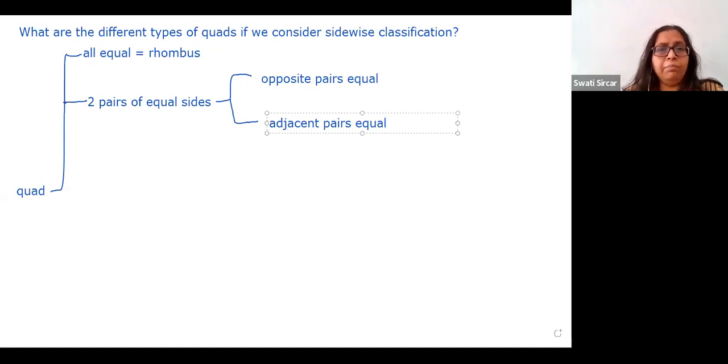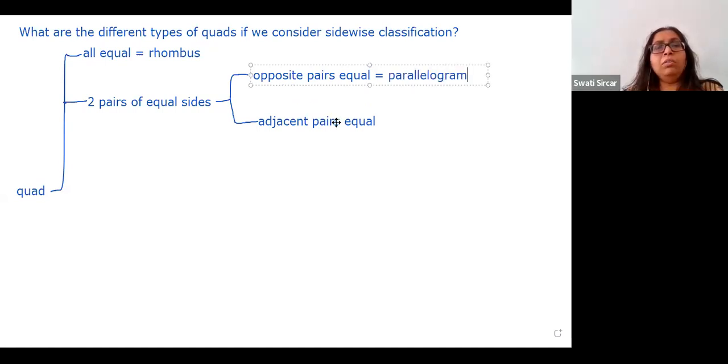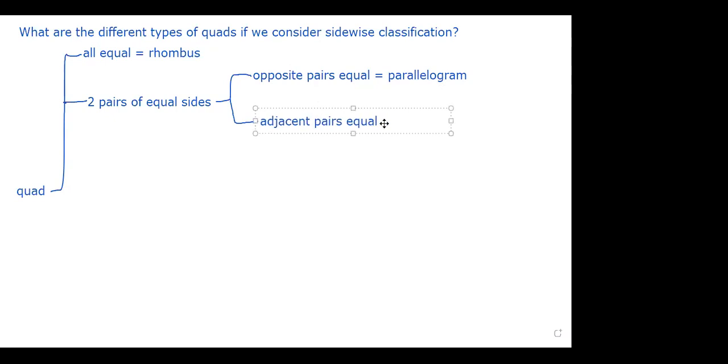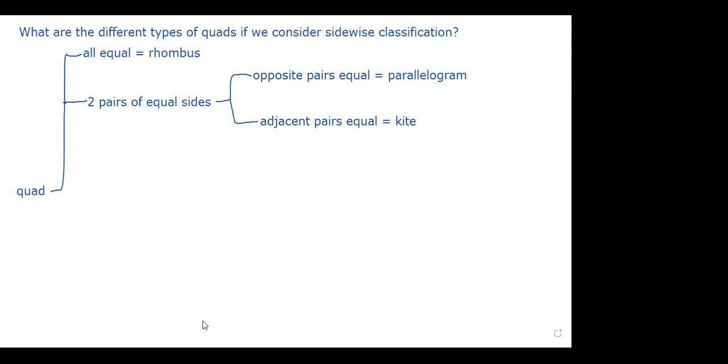And do you know the names of both of these? If you have opposite pairs equal, does it have a name? Rectangle. Rectangle or parallelogram? Parallelogram. Rectangle is a type of parallelogram. Yes. Parallelograms are characterized by that. Okay, what about the quadrilateral whose adjacent pairs are equal? Kites, ma'am. Yes, those are kites.